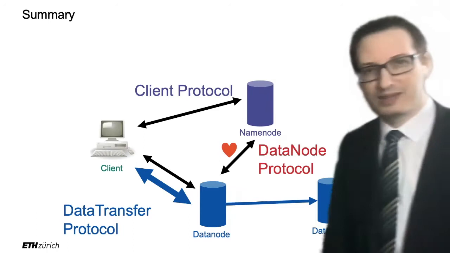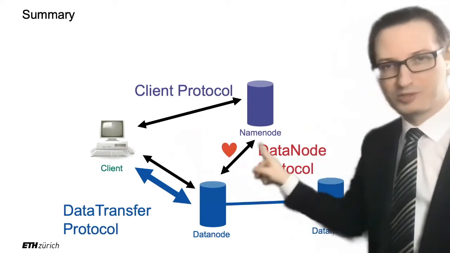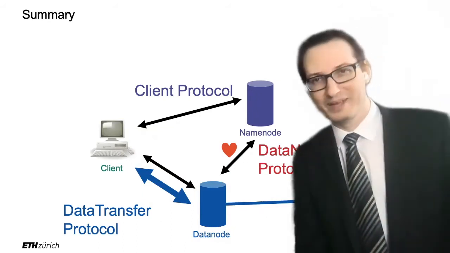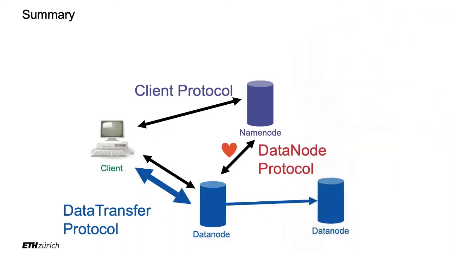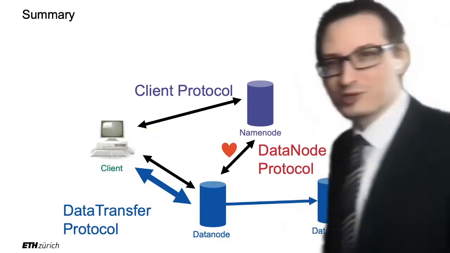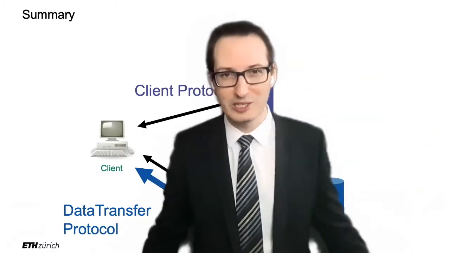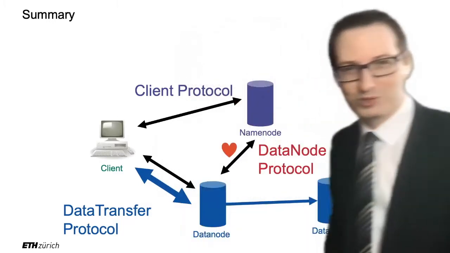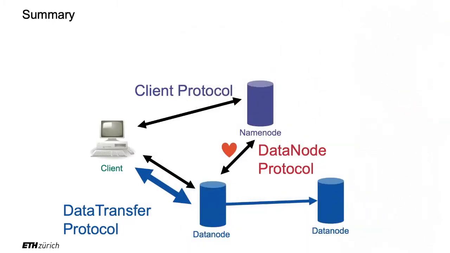All right, and that's the name. This is the client protocol, this is the data node protocol, and this is the data transfer protocol, if you're interested in the fancy names that were given to these protocols. A protocol is just a language, right? It's just like we're speaking English right now. These speak a protocol with each other. And of course, they must agree on the protocol because otherwise they don't understand each other.